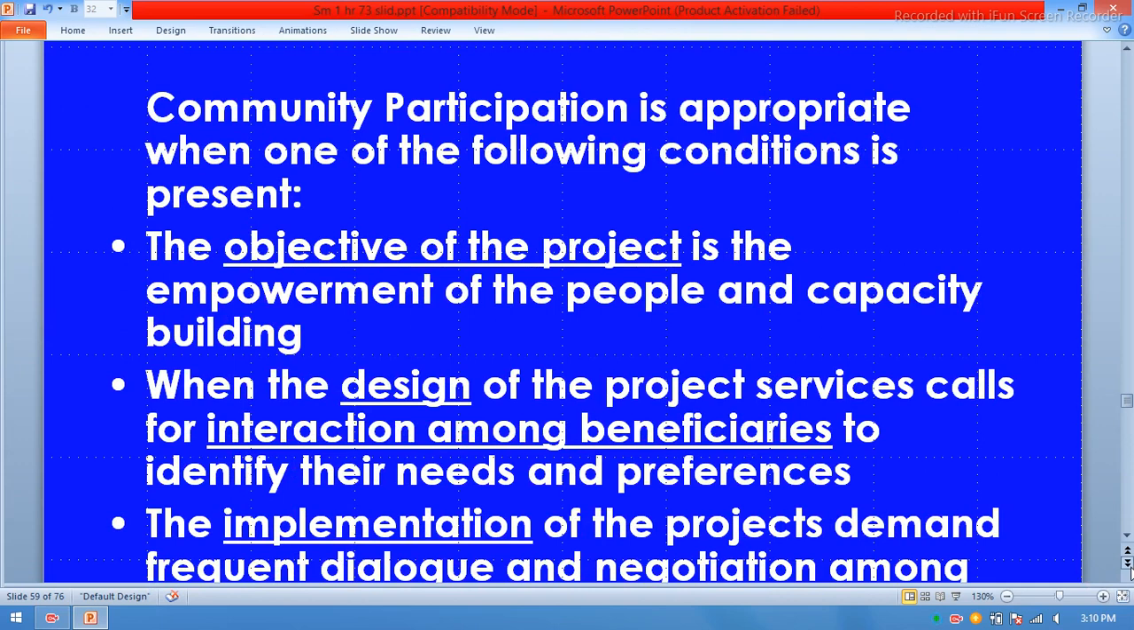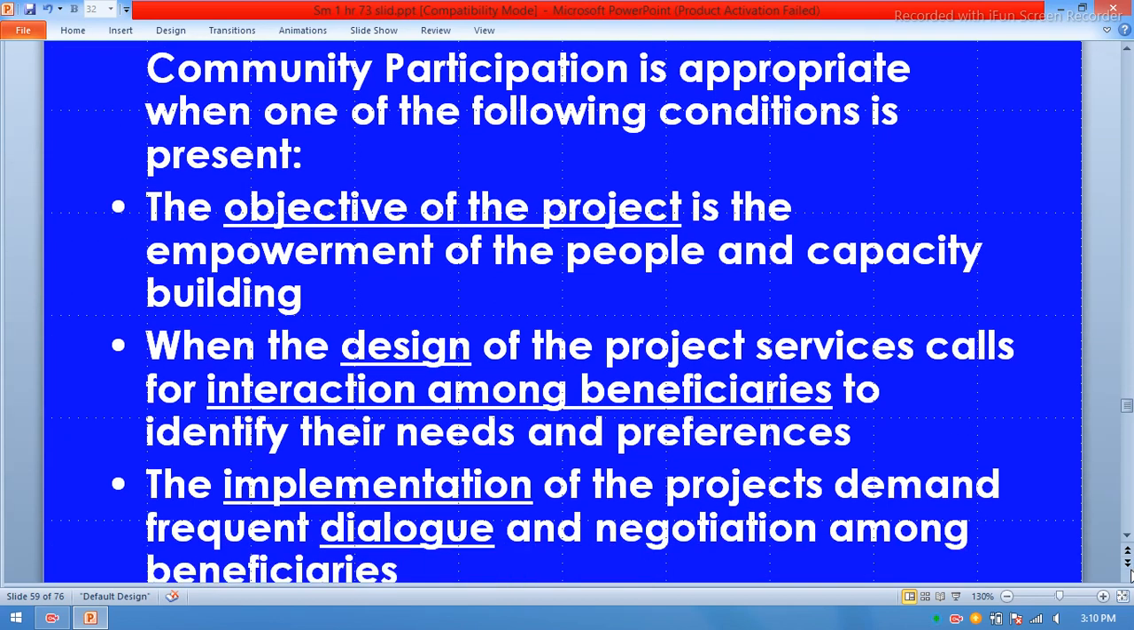Community participation is appropriate when one of the following conditions is present. The objective of the project is empowerment of the people and capacity building. The design of the project service calls for interaction among beneficiaries to identify their needs and preferences. The implementation of the project demands frequent dialogue and negotiations among beneficiaries.